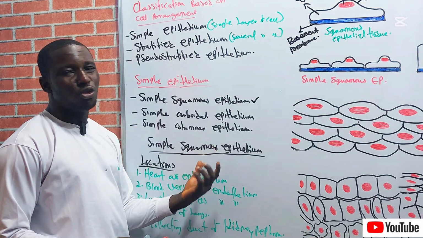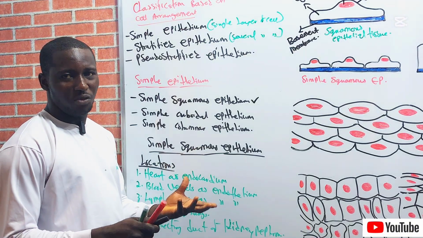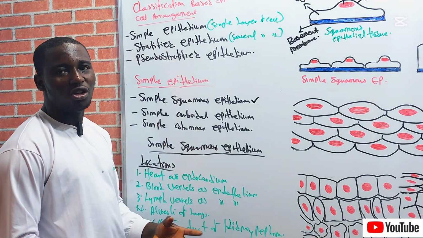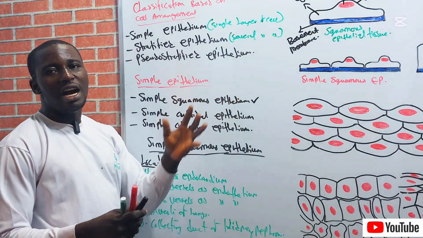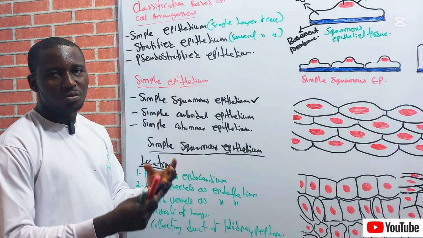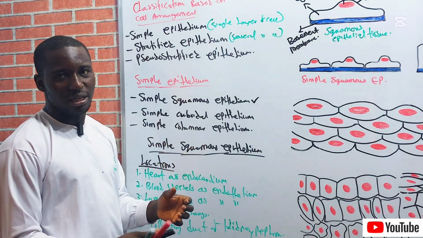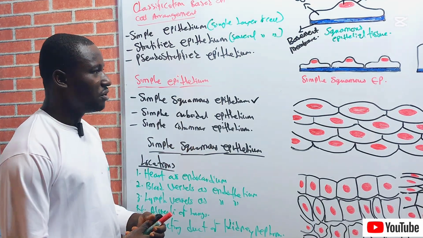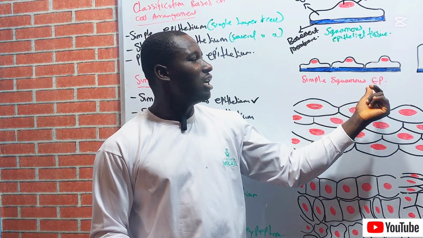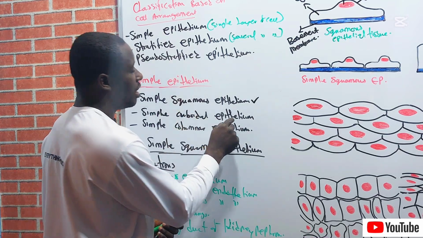Recall that squamous means flat. So they are just like a simple flat epithelium. It can be called a simple pavement epithelium. Why is it called a pavement epithelium? Because the cells of the simple squamous epithelium are closely fit together, thereby forming a paving stone appearance, which forms a thin and very smooth membrane, thereby allowing diffusion to occur easily. So diffusion has a high percentage in the simple squamous epithelium. The next we'll be discussing is the simple cuboidal epithelium.